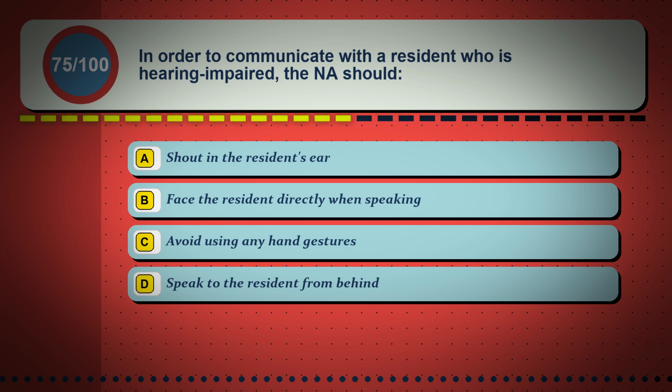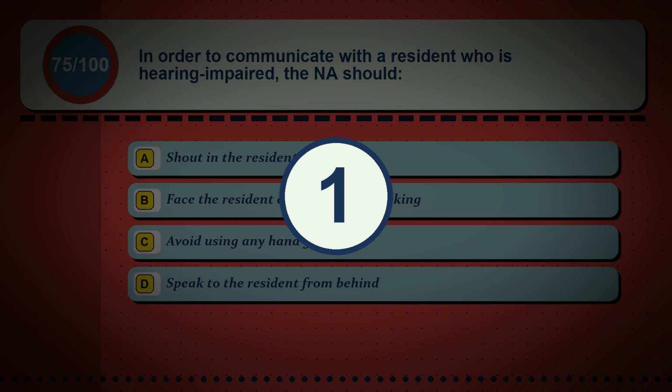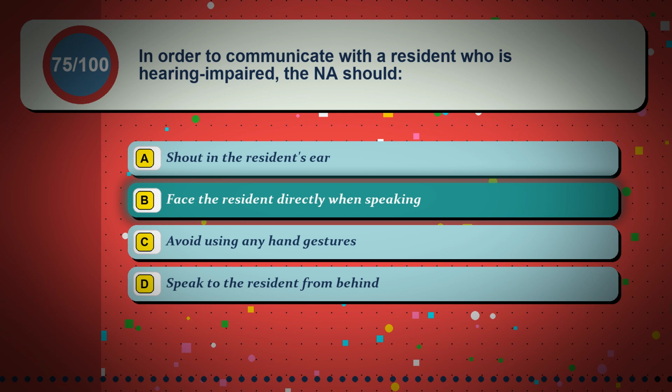Question 75. In order to communicate with a resident who is hearing impaired, the NA should: Option A, shout in the resident's ear. Option B, face the resident directly when speaking. Option C, avoid using any hand gestures. Option D, speak to the resident from behind. The correct answer is option B, face the resident directly when speaking.